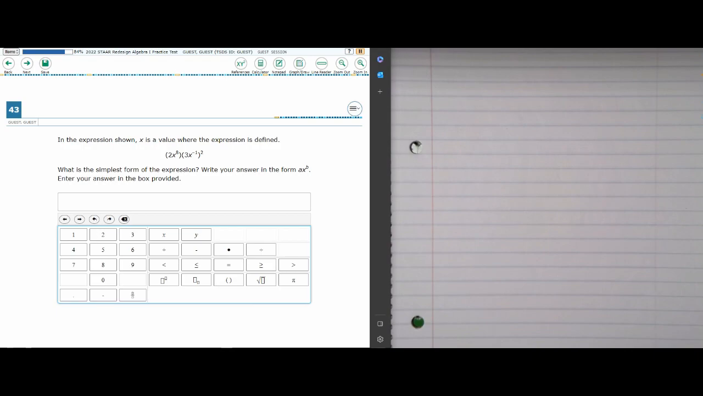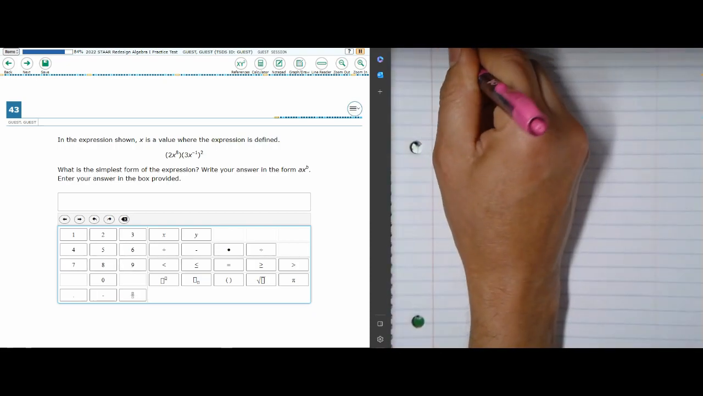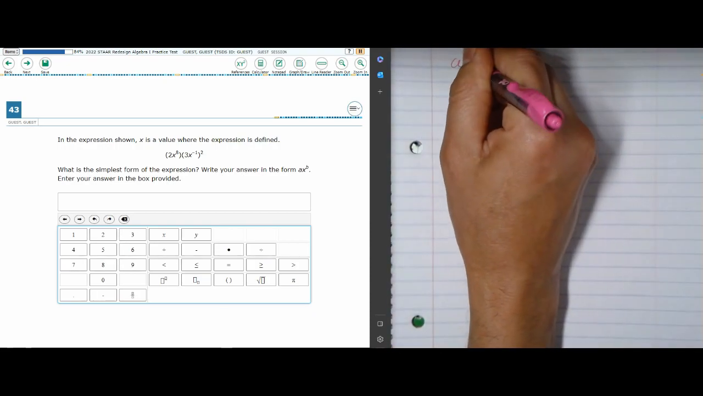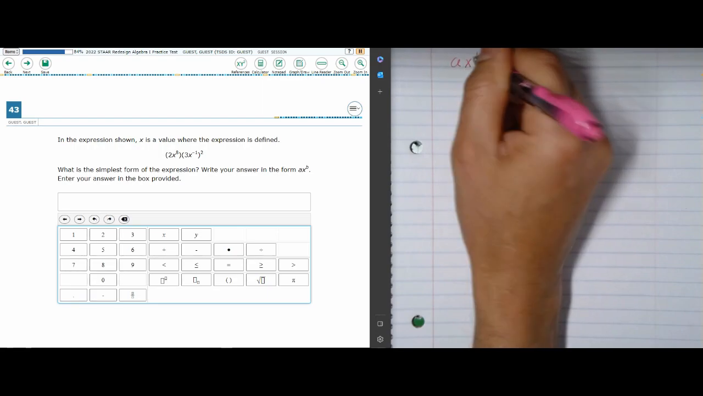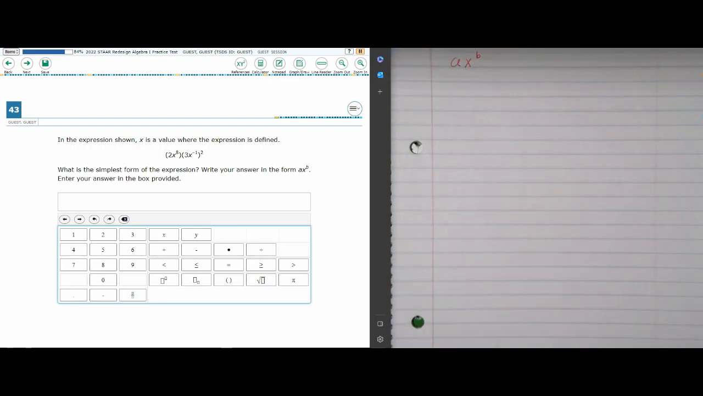In this problem, notice it says in the expression shown, x is a value where the expression is defined. And it says, what is the simplest form of the expression? Write your answer in the form of ax to the power of b. Enter your answer into the box provided. So when we get done, we want our answer to look like ax to the power of b. Because of that, we are going to have to use our exponent rules.